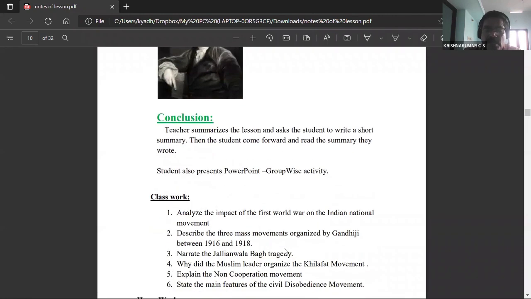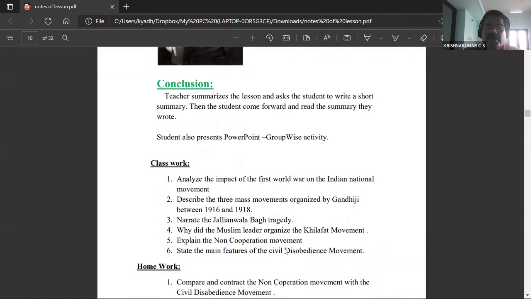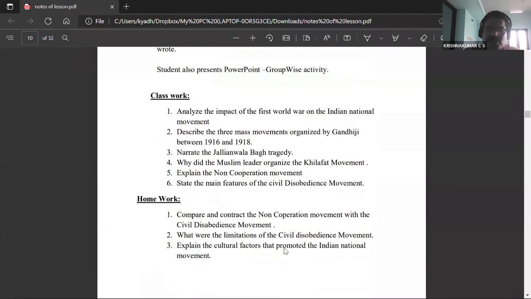Then you need to give the classwork: analyze the impact of First World War on Indian national movement, describe the 3 mass movements organized by Gandhiji between 1916 and 1918, narrate the Jallianwala Bagh tragedy, why did Muslim leaders organize the Khilafat movement, explain the non-cooperation movement. So you can give such classworks that will help in the examination.